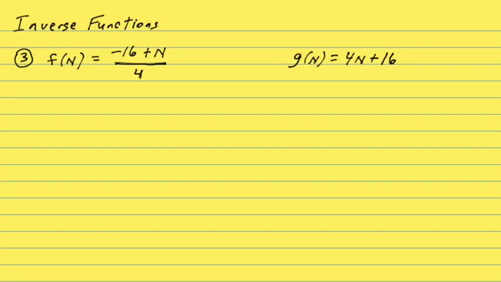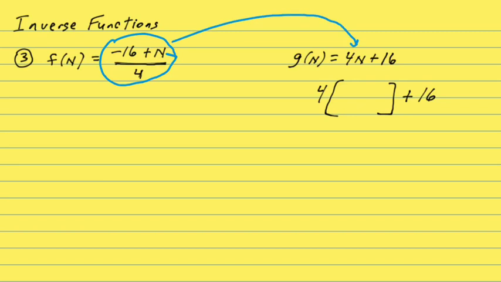Okay, we just finished the composite functions where you did f of g of x or g of f of x. Basically, you took one function and you replaced the variable with the other function. So I'm going to take this right here, 4n plus 16. I'm going to replace the variable with the other expression. So this is going to replace the n. Negative 16 plus n all over 4.